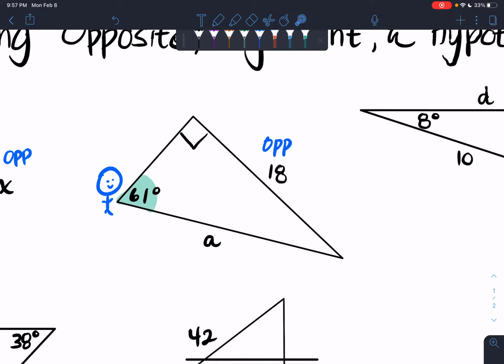Now this value A, it's either going to be adjacent or hypotenuse. Considering A is across from our right angle and it's the longest side, then I know A is our hypotenuse.